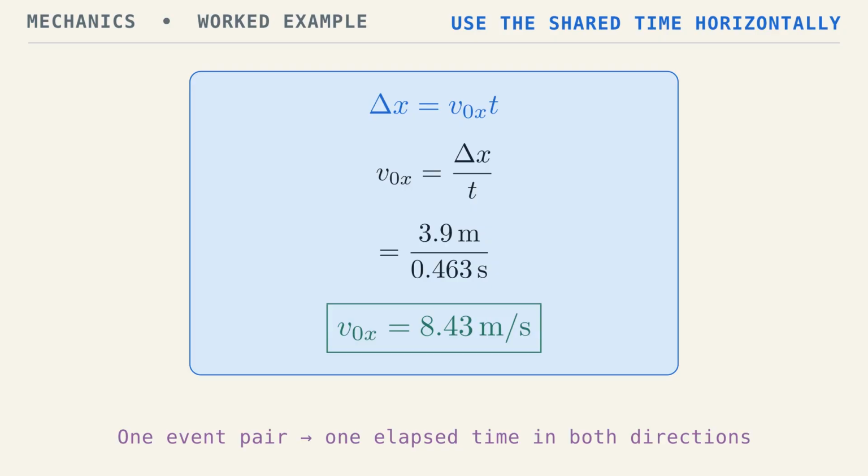Now use that same 0.463 seconds in the horizontal motion. With 0 horizontal acceleration, displacement equals constant horizontal speed times time. Therefore, v naught x equals 3.9 meters divided by 0.463 seconds, or 8.43 meters per second. The word same is important. The launch and impact are one pair of events, so their elapsed time is the same in both component descriptions.